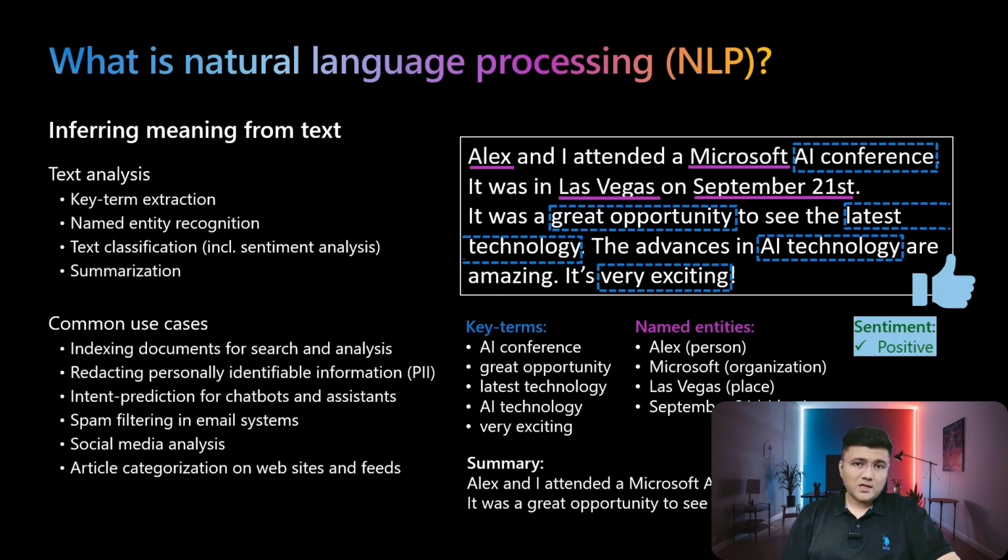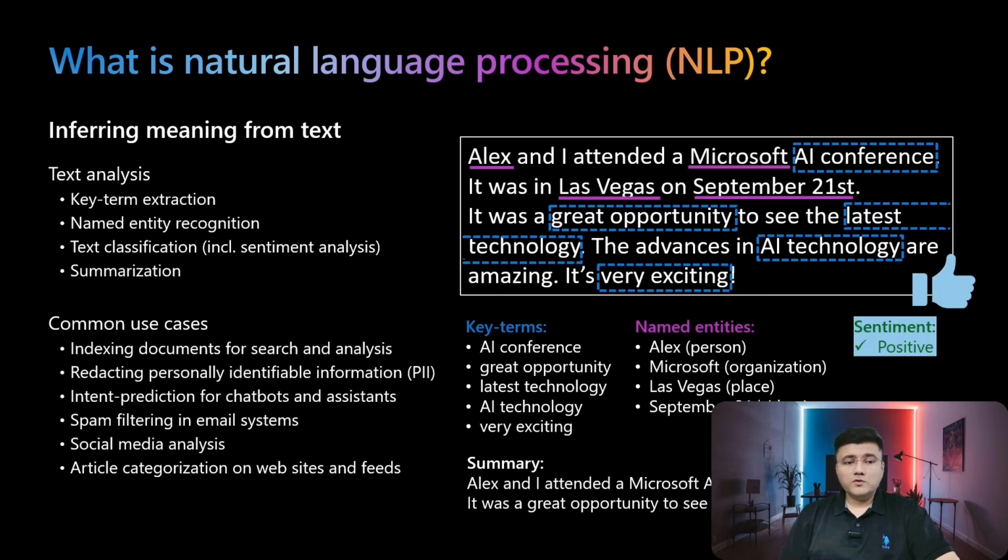If I do this, the key terms identified and extracted will be AI conference, because that's what we are talking about, great opportunity, latest technology, AI technology, and very exciting. If I focus on the named entities, they will be Alex, which is a person, Microsoft, which is an organization, Las Vegas, which is a place, and September 21st, which is a date. These are the named entities extracted from this.